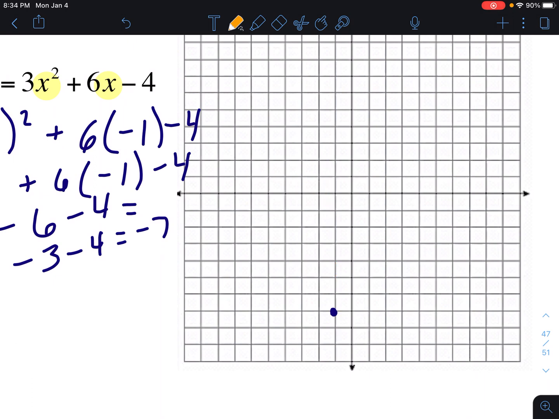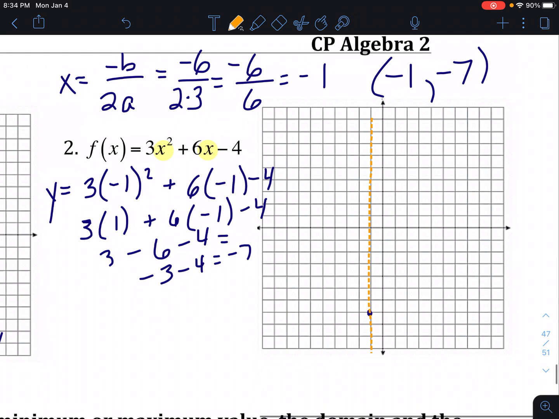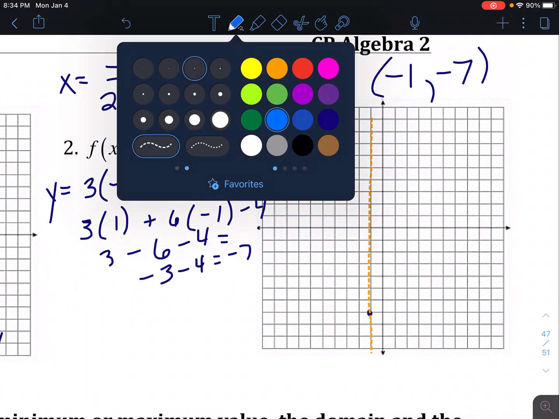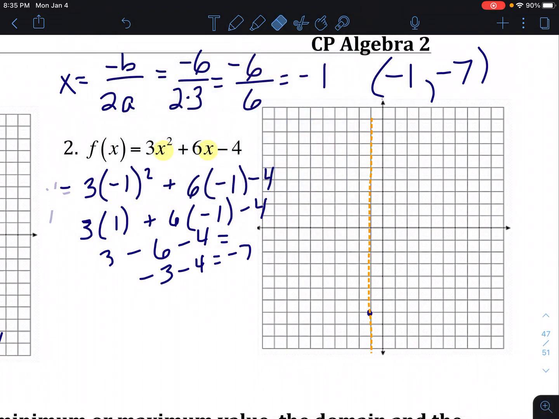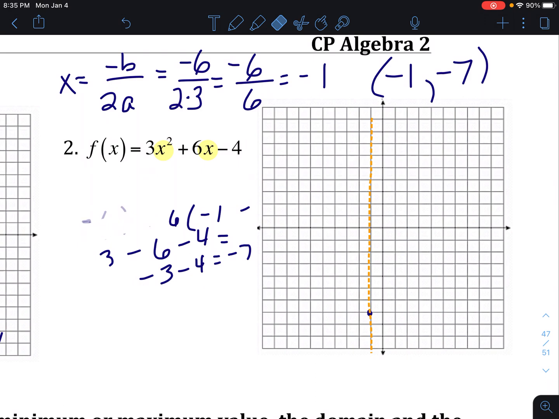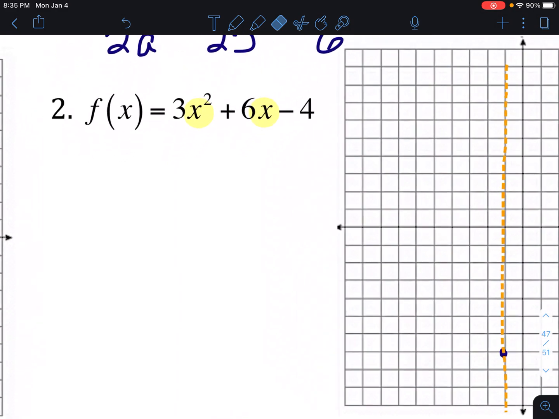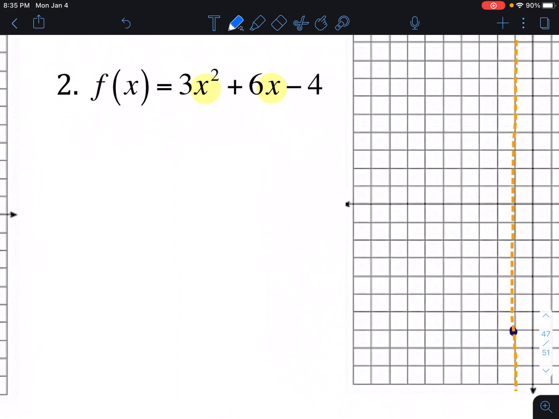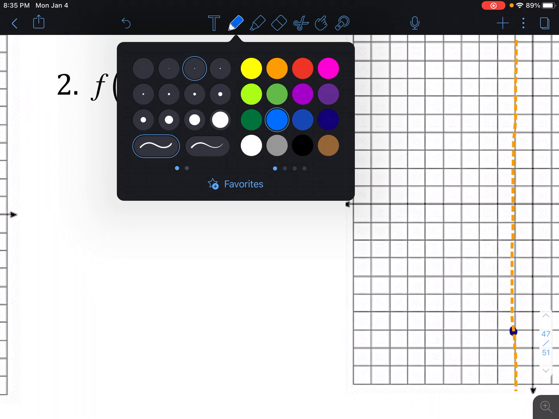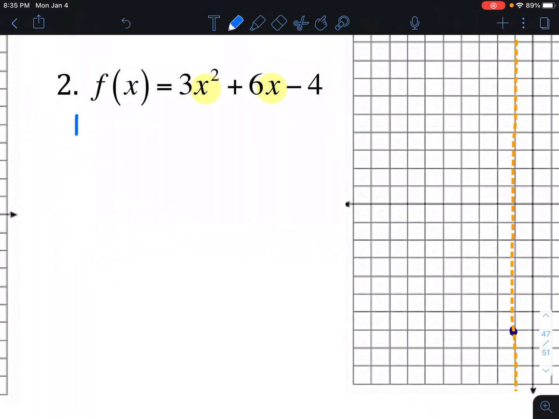That was a terrible straight line. Okay, so there's the axis of symmetry. Now I need a table of values. I've got to make some room here, so I'll erase my work. So the table of values should be, it's taking me forever.